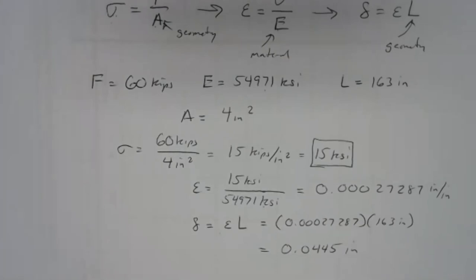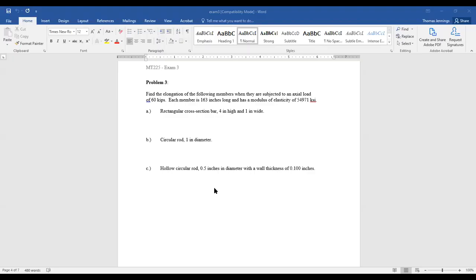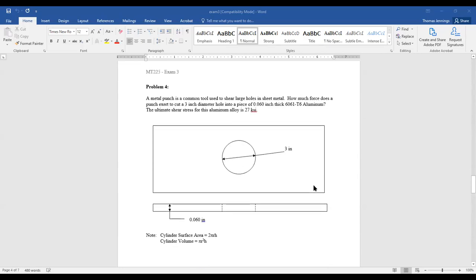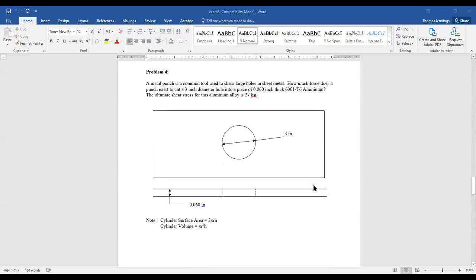And the rest of it would go similarly, be the same kind of procedure. Literally, the most difficult part of this should be finding the areas and using the right units, making sure your units are consistent. Problem 4 is probably the trickiest one on the exam. And this one, I tried to give some notes to help out on that one down here.